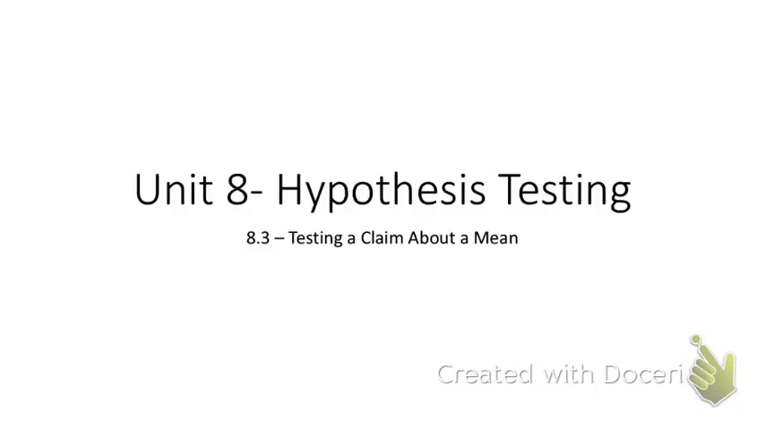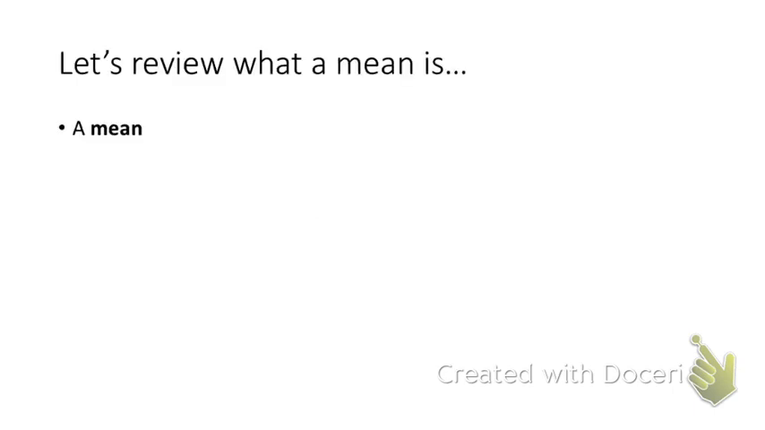All right, Unit 8, 8.3, we're going to do a hypothesis test over means. So the last section was over proportions. Now I combined Z and T, so I didn't separate it this time. I think this is going to be better because we're going to take a long time to find the difference between the two. Okay? So let's review what a mean is.